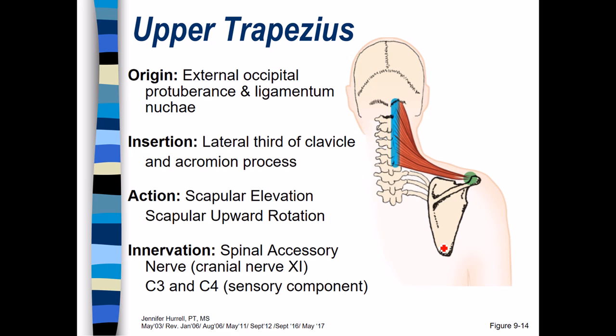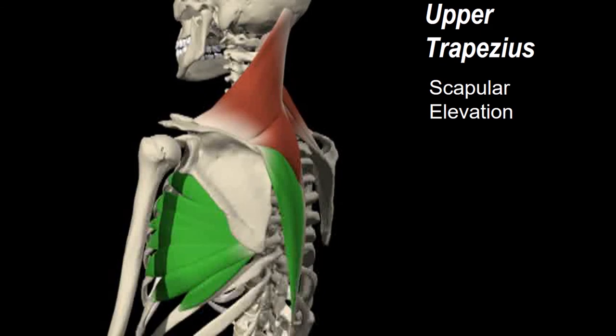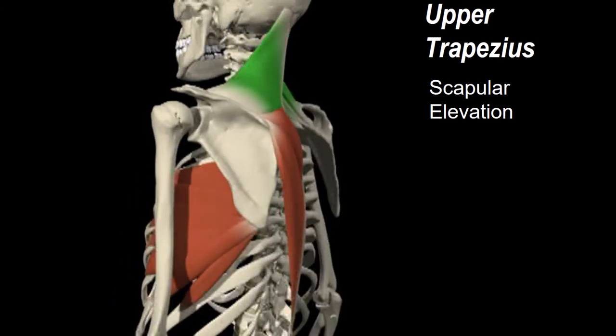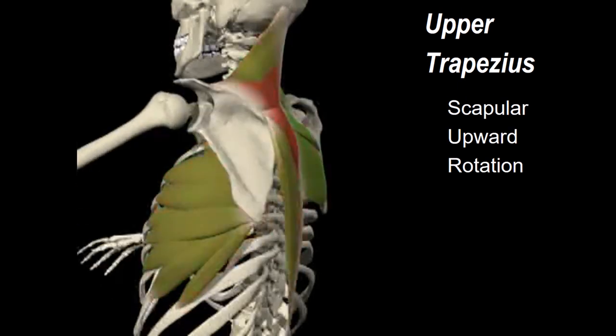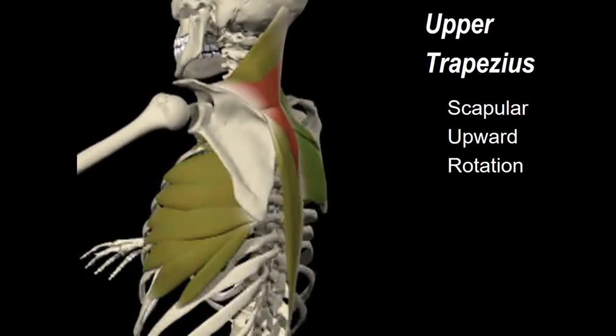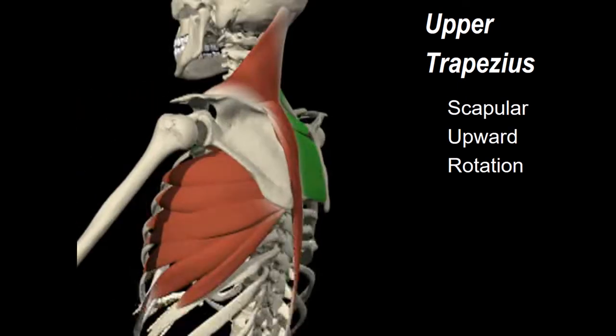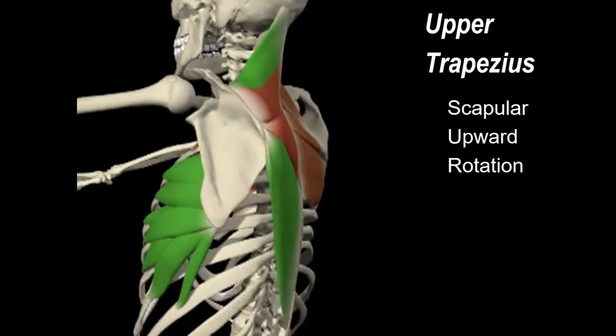Innervation, the spinal accessory nerve, that's cranial nerve 11 that we just talked about a little while ago. And don't worry about memorizing the sensory component. You get enough to memorize with the motor component. All right, so here's the upper trap. You can see the upper trap pulling up on the scapula, performing elevation. And now we see it pulling up on the acromion and giving us some upward rotation as well.